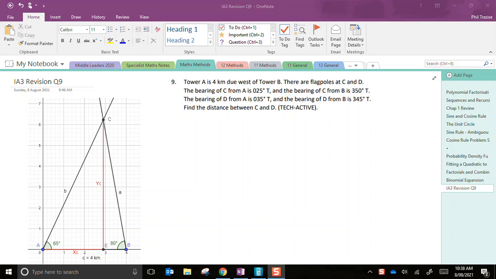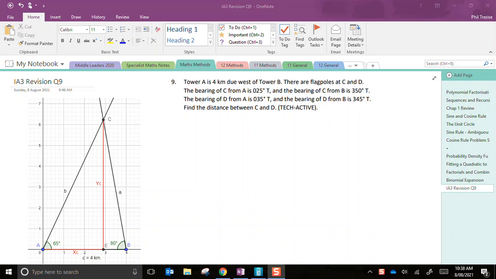Hi everyone. This is a quick explanation of question number 9 from our revision sheet for maths methods. So we've got tower A, and the diagram is part of my solution. The question is completely in these words here.